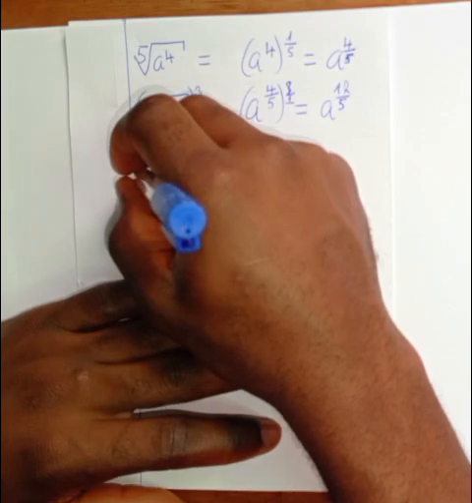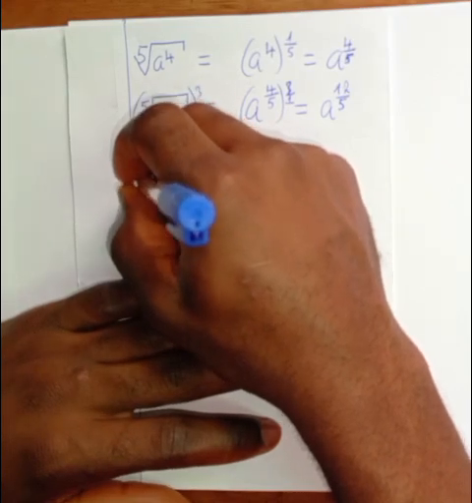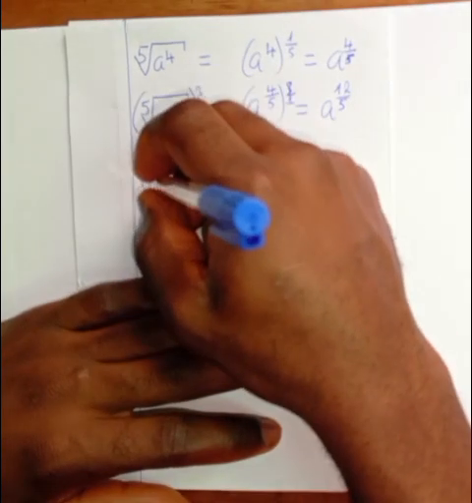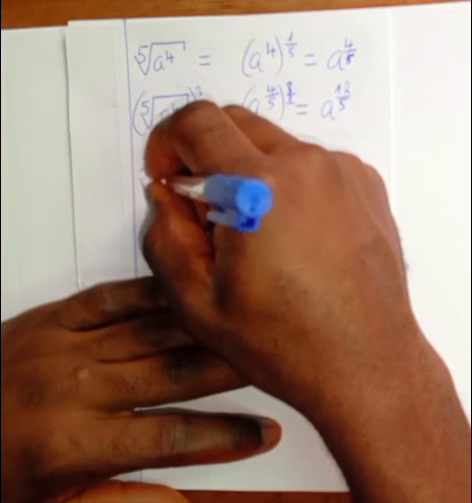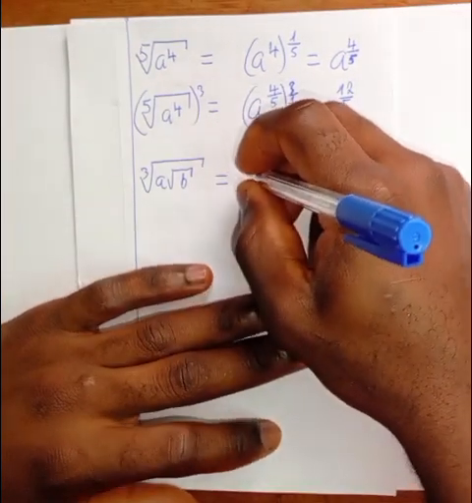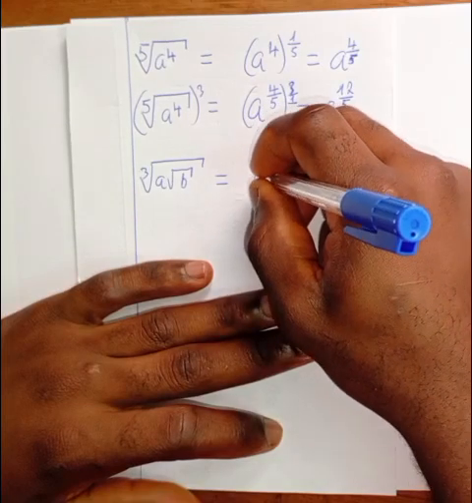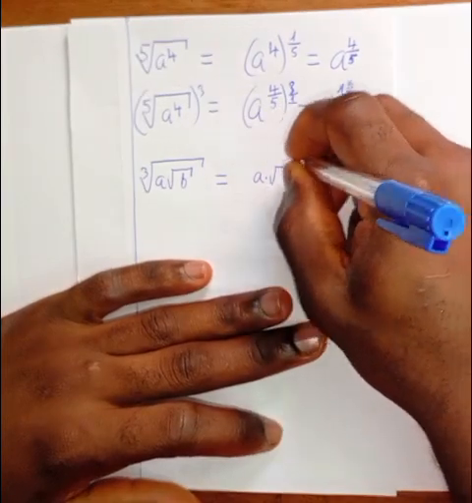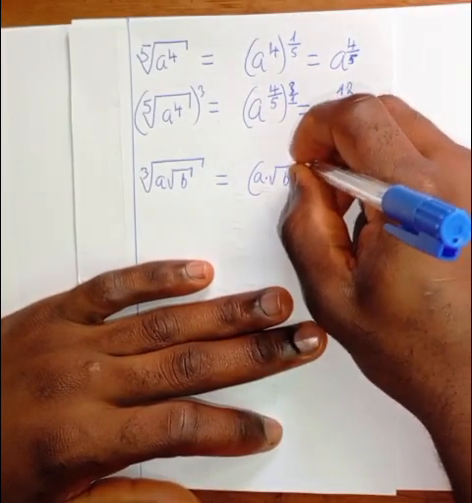Move now to the next. We have the cube root of a times the square root of b. This will simply be equal to a times the root of b, all this raised to the power 1/3.